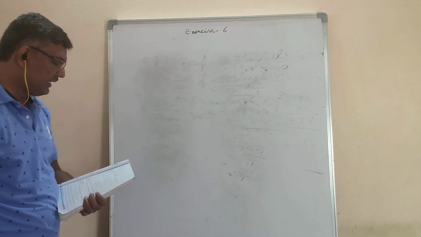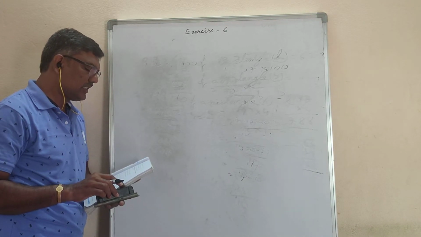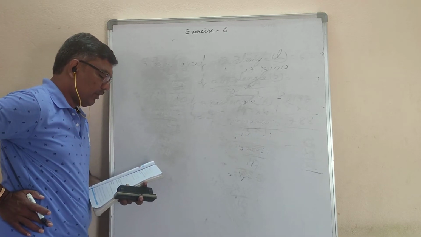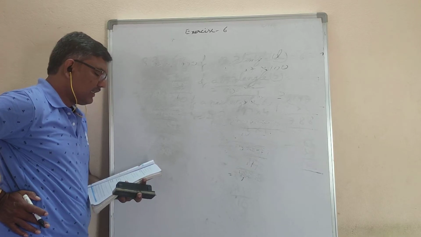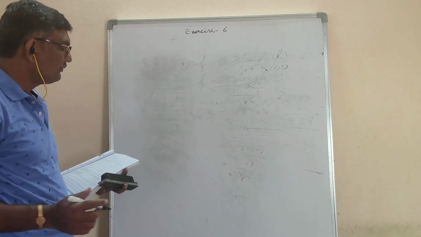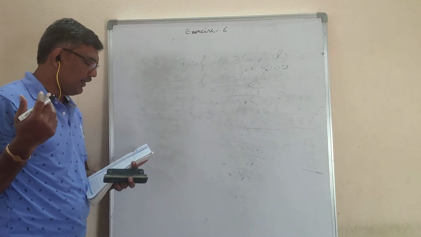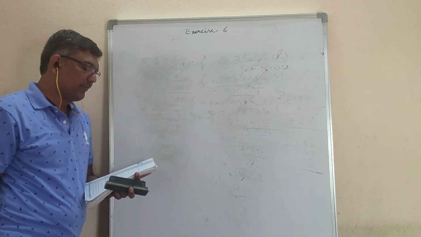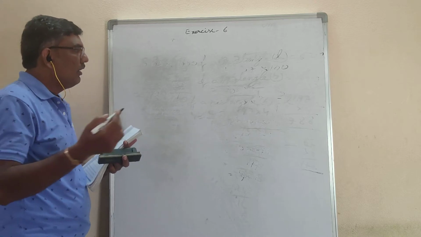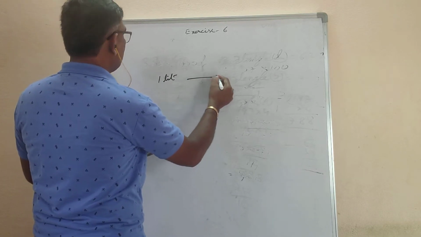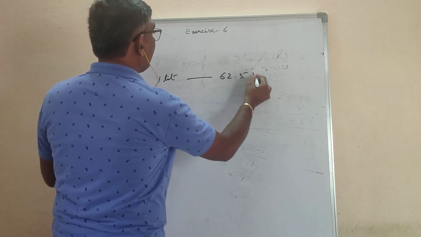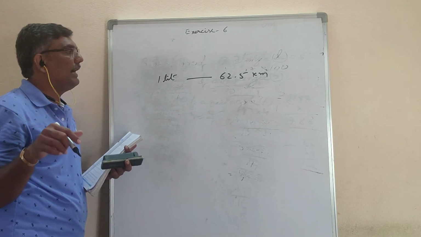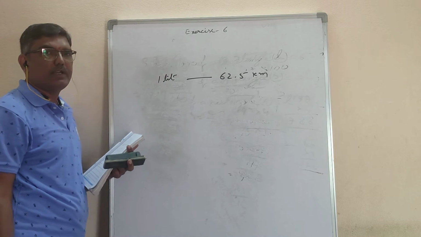Next, one more word problem is given here. A motor bike covers a distance of 62.5 kilometers consuming 1 liter of petrol. How much distance does it cover for 10 liters of petrol? Maybe you have bikes at your home. If you pour petrol in that, they say mileage. So 1 liter of petrol gives 62.5 kilometers. If you pour 1 liter of petrol in the tank of the bike, it can travel 62.5 kilometers.